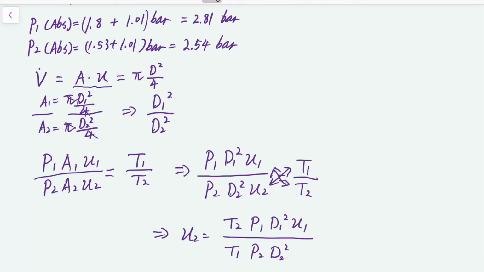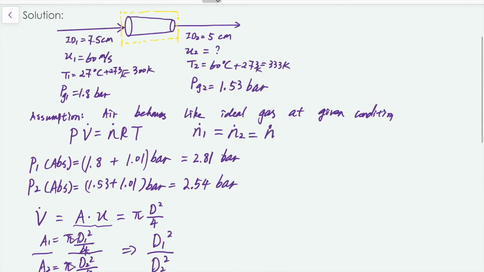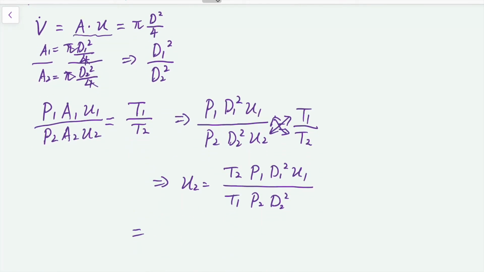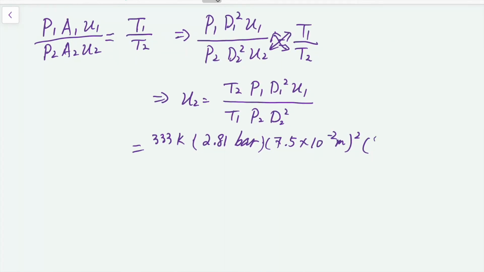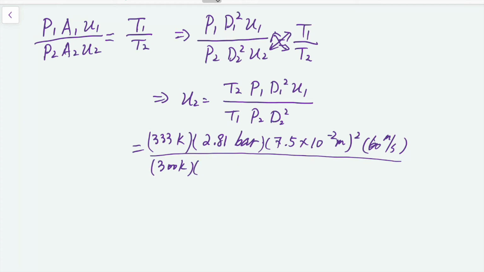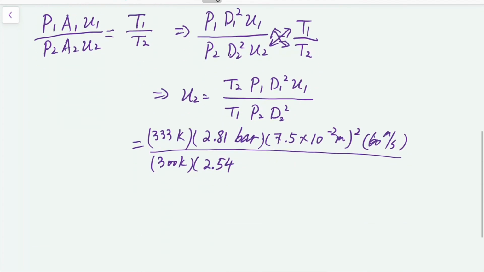Okay, now we can substitute the equation with the numbers given. We have calculated that T2 is 333 Kelvin, times P1 is 2.81 bar, times 7.5, well, because centimeters, we have to convert that to meter, squared, and U1 is 60 meter per second, all over T1 is 300 Kelvin, and P2 is 2.54 bar.